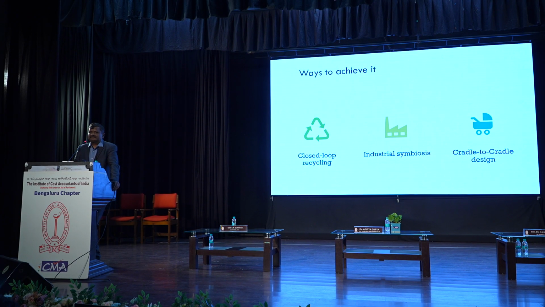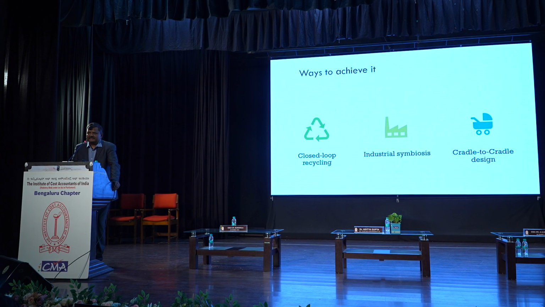In industrial symbiosis, the waste from one industry becomes the raw material for another industry. Just to give you an example, slag, which is the waste from the steel industry, or fly ash, which is the waste from thermal power plants, becomes a raw material for cement plants. So that is an example of industrial symbiosis.